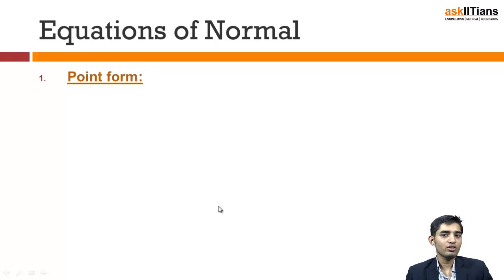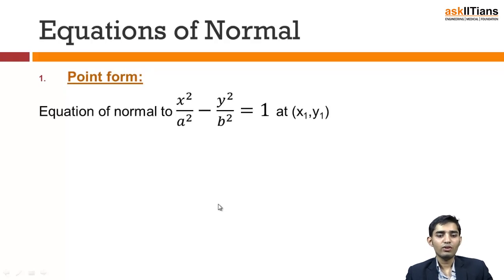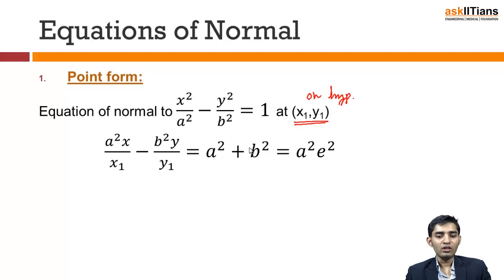So how to write down equation of normal in point form? So if I want to write down equation of normal in point form to this curve at this point, right? So at this point means this point is lying on the curve, on the hyperbola, right? Whenever I am talking about point form, whether it is equation of tangent or whether it is equation of normal, point form means point is always lying on the hyperbola. Okay, now so this will be the equation of normal, right? If I simplify and if I find out what is the equation of normal, I will get this, right? This will be the equation of normal in point form, and this you should remember.